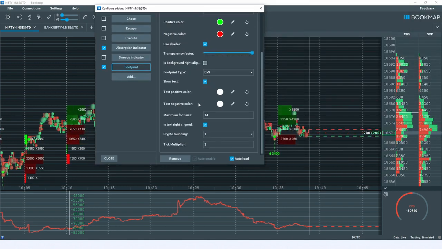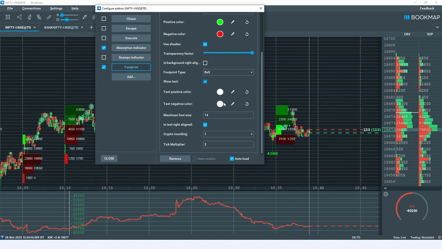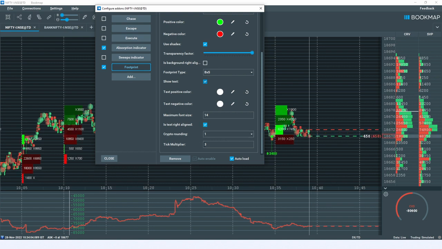And then the buy into sell footprint type I am presently using. Text I have enabled. And positive text and negative text color, I made it white only. There is no change, that's the default setting. Maximum font size is 14. Crypto rounding, don't think too much about this. The main point for us is the tick multiplier. I have kept it as 3.